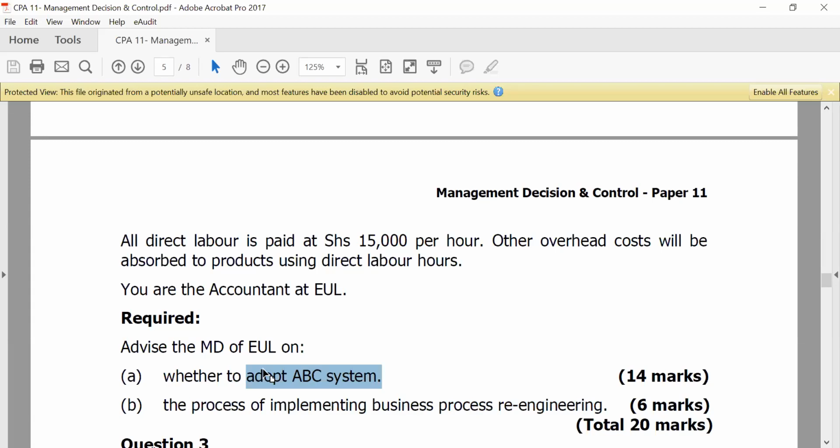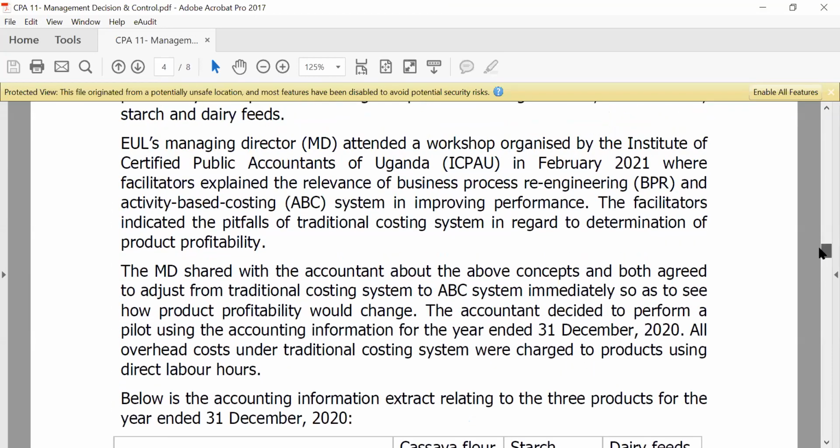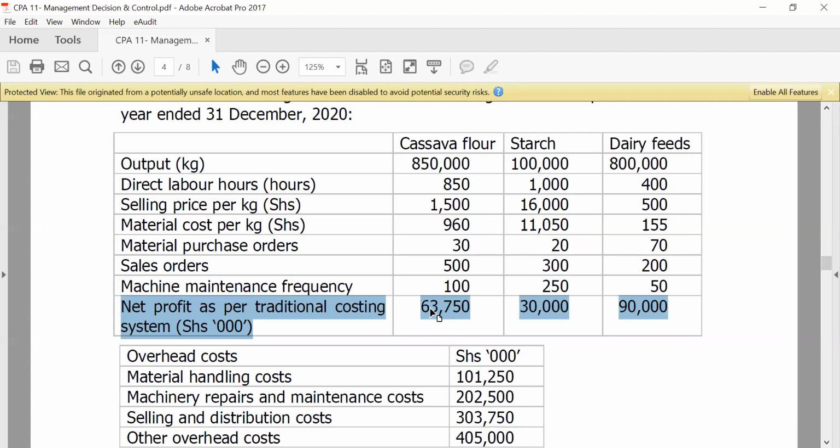So one of the things you realize about MDC, as we said earlier, is that this paper is more about decision-making. That's why it is called management decision and control. As a student, the question may not directly tell you to use ABC in calculating the cost. But here they're asking whether they should adopt the ABC system, and they are giving this 14 marks. So the examiner expects you to use ABC, get its results, and compare them with the existing traditional method, because they have given you the net profit as per the traditional method. Yours is to test this and use the ABC method to find what the profit would have been.